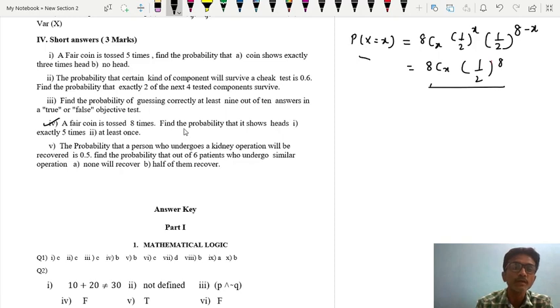Now what to find here? Find the probability that a fair coin is tossed 8 times.